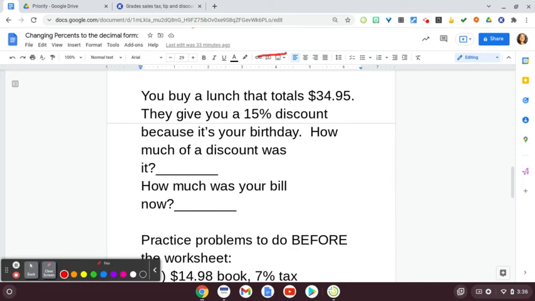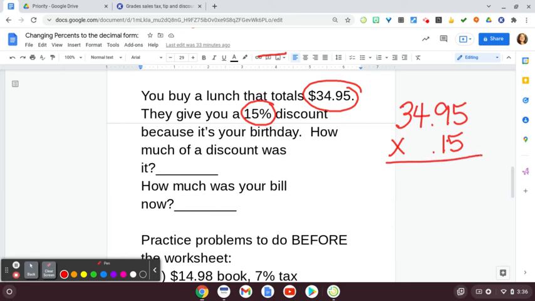So let's say you buy a lunch that totals $34.95. You get a 15% discount because it's your birthday. Remember, discounts are subtracted from your total. So we want to find out what 15% is. So we just take our $34.95 times 15% by its decimal equivalent. And when you put that into your calculator, and yes, you can use your calculator, remember, on the graded worksheet, and you times it by 0.15, you get 5.2425. Remember, we're always dealing with money.